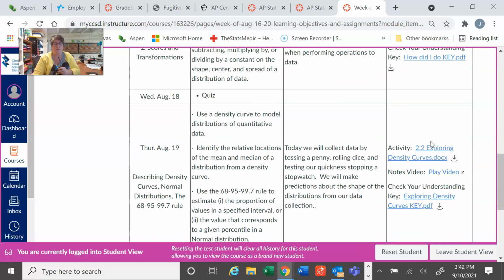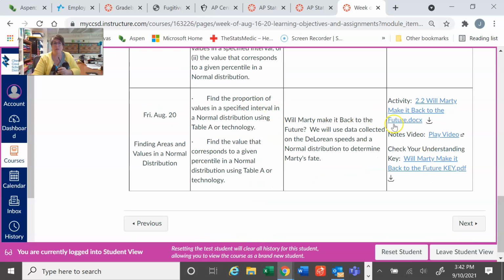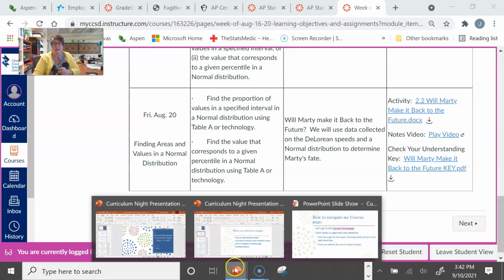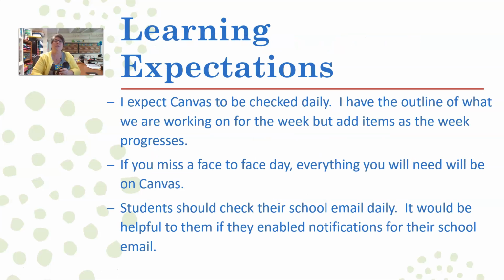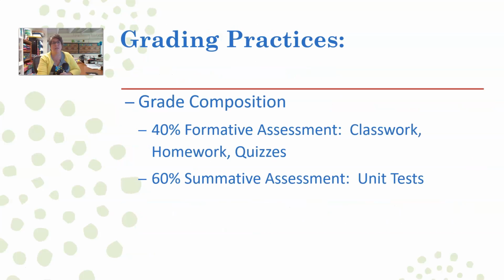So this is every single week. All of this information is here, so they have the information at their hands. So if they miss a day, I suggest they go look at Canvas in order to get what they missed. Everything is there for them. Okay? So always check Canvas. So I do expect Canvas to be checked daily. I have the whole outline there, as you saw. You'll need to check Canvas if you're absent, and you should probably have notifications for your school email turned on, because Canvas sends out notifications that way too, and that way you're sure not to miss important information.